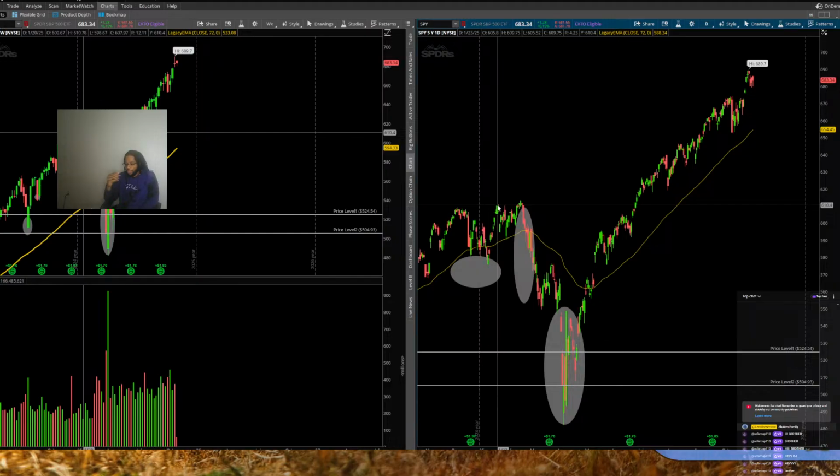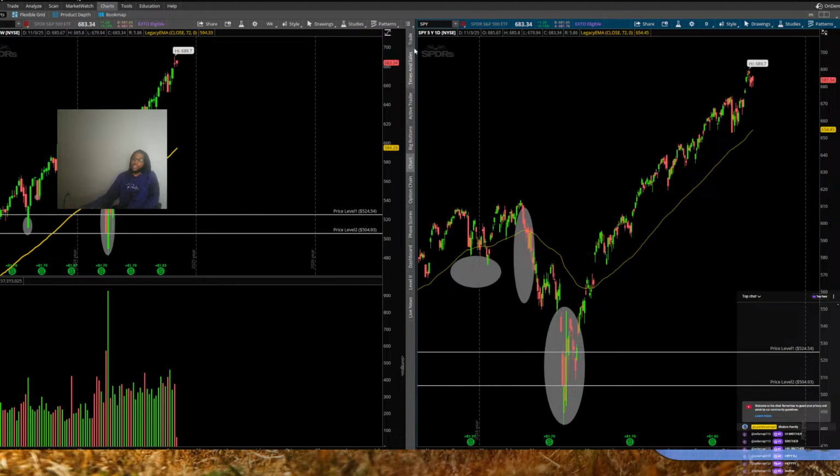With all that being said, it's imperative that we keep in mind this: you're looking for a pullback. Pullbacks happen all the time, even if you don't see it on the weekly or the daily. You can find it on the 2-hour. We'll show that as well.